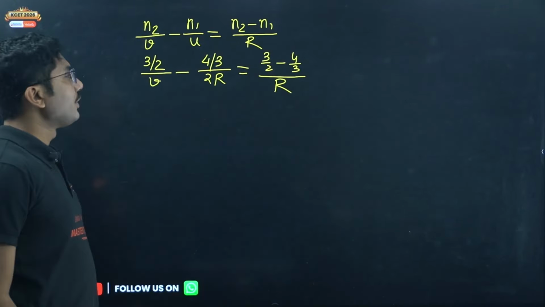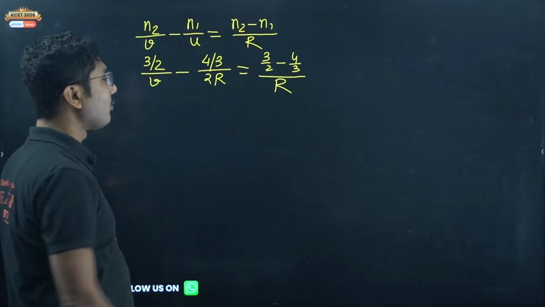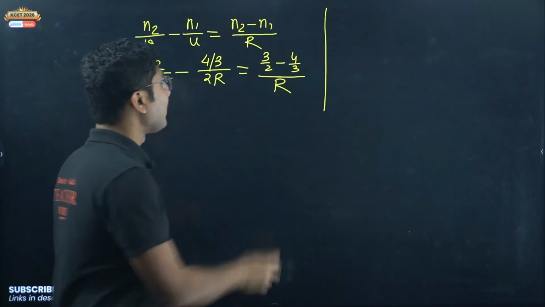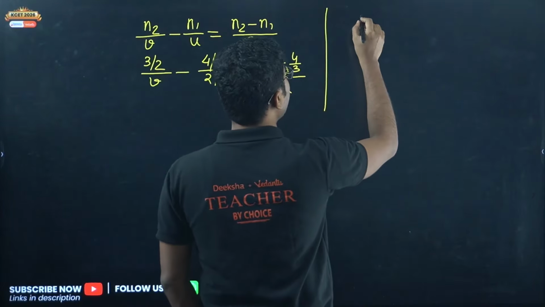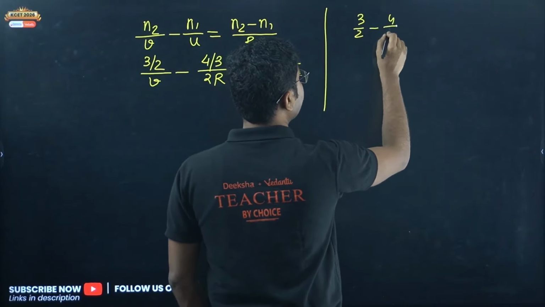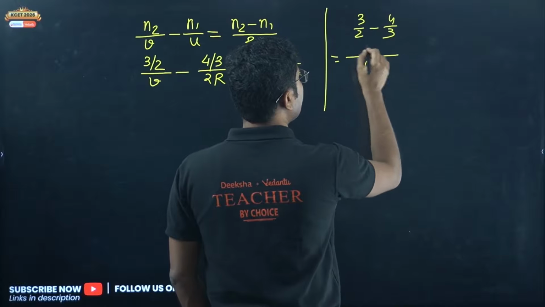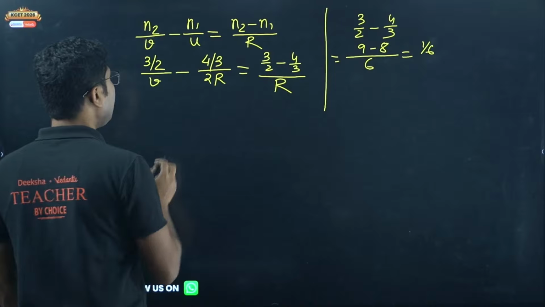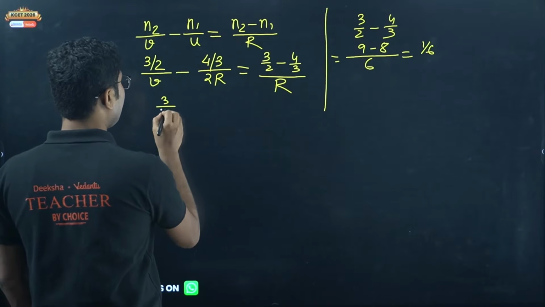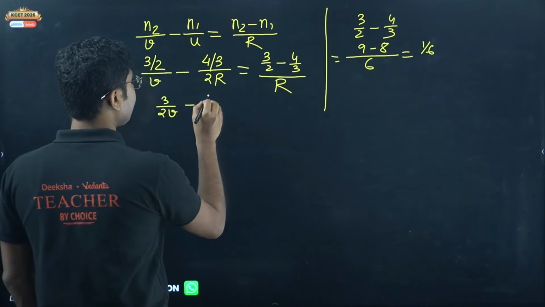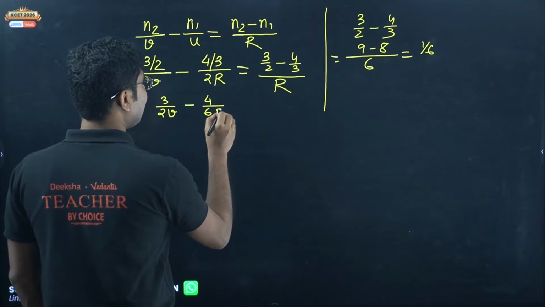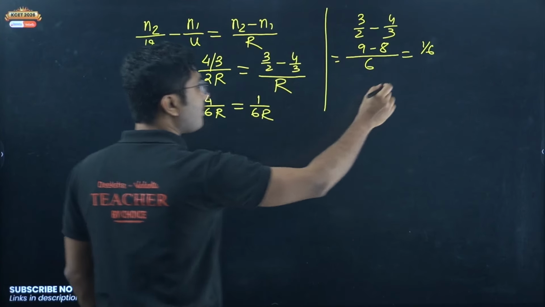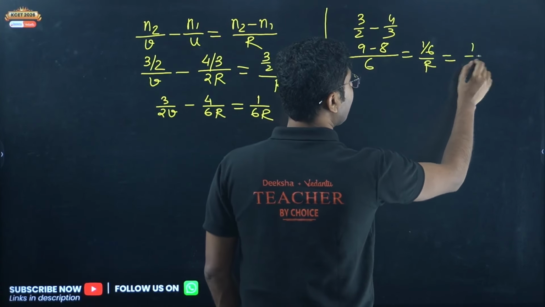Right? So if we put this, you can calculate the value of V from this equation. Do not put the value of R yet. We will do that in due time, but first let us calculate this one. So 3 by 2 minus 4 by 3. So 9 minus 8 over 6, that is 1 upon 6. So we get 3 by 2V minus 4 by 6R equals 1 by 6R. 1 by 6 in the top divided by R, that means 1 by 6R.